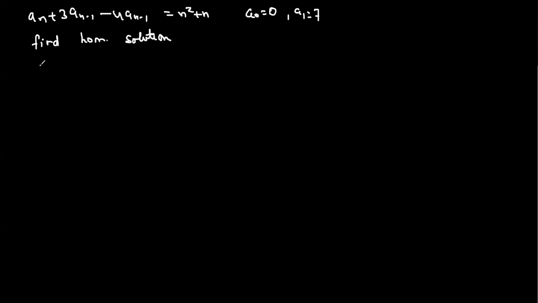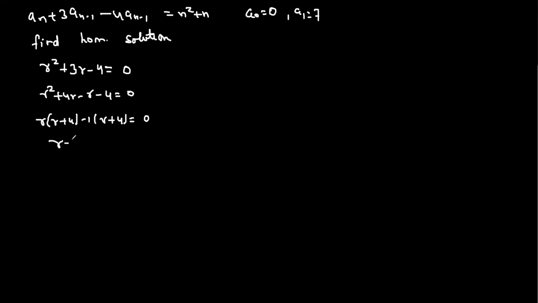For homogeneous solution, An becomes R, right? And right hand side becomes 0. So R will be what? Yes. R minus 1, R plus 4. So R, 1 and minus 4. This is R1 and this is R2. Understood?